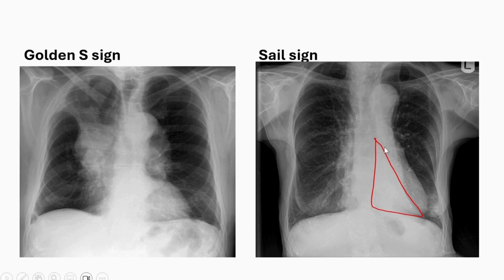Now the Shell sign. The triangular opacity is seen in the collapsed lung. So this is called the Shell sign.